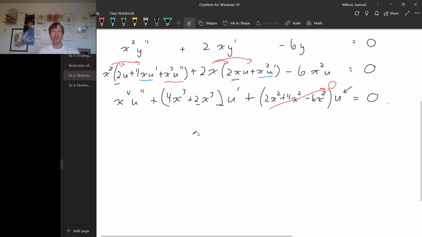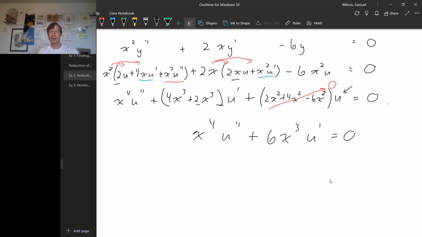Okay, so this leaves us with x to the fourth times u double prime plus 6x cubed u prime equals 0. Now this is supposed to be a first order differential equation in u prime, and it is. There's no u here, so this is a first order equation in u prime. If we want, we can replace u prime with w. So u double prime is w prime, plus 6 times x cubed times w.